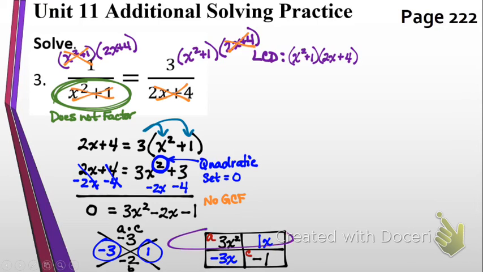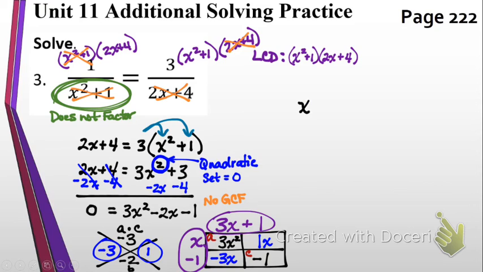What can I take out of 3x squared and 1x? I can just take an x out. What about -3x and -1? -1. 3x squared and -3x? I can take a 3 out. Anything else? An x. What about 1x and -1? Positive or negative? Positive. What do I do with each of those now?